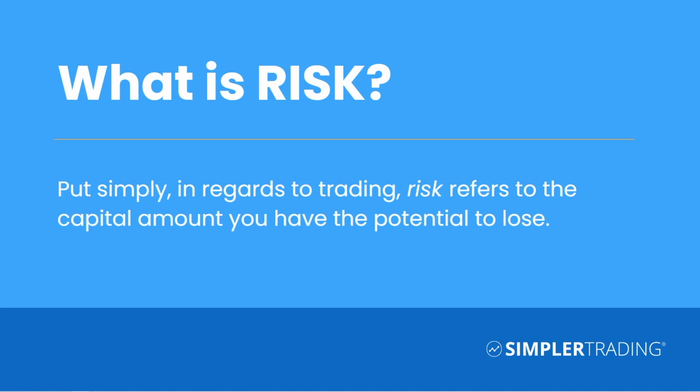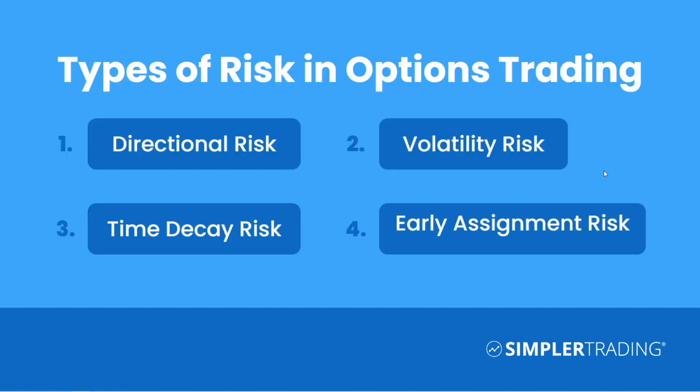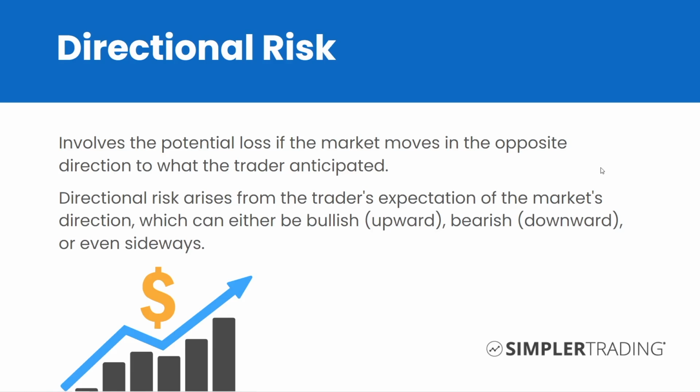But there are different types of risk with options trading. And so I want to make sure to address some of these risks so that way, whenever you might be listening in to another trader and they're talking about these different types of risks, you have a good grasp of what they're referring to. And so the four types of risks we're going to cover here are directional risk, volatility risk, time decay risk, and the risk, of course, of early assignment. So let's start off with directional risk here.